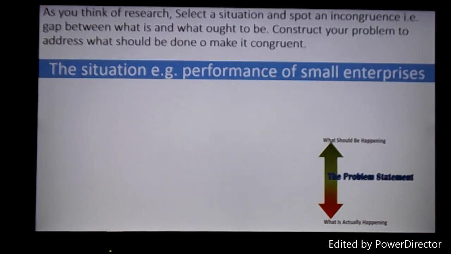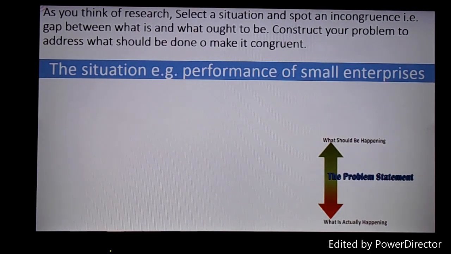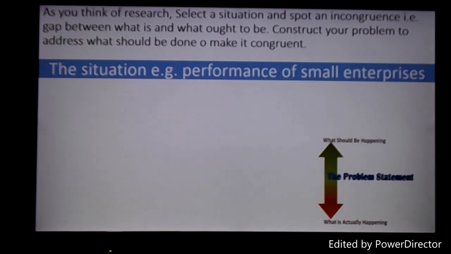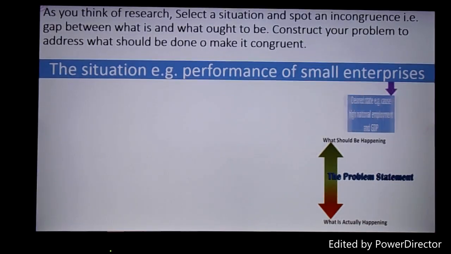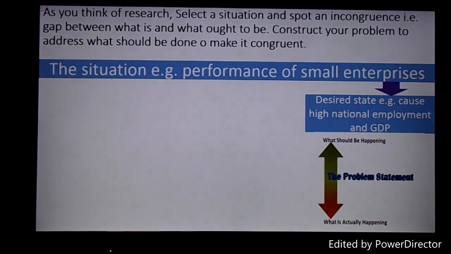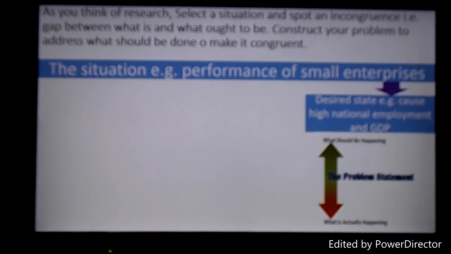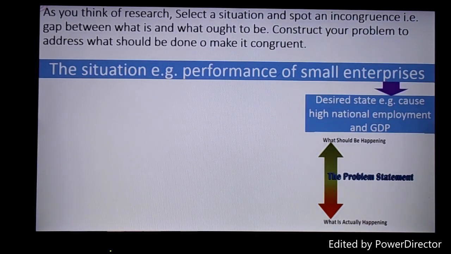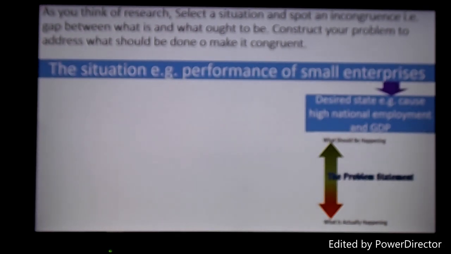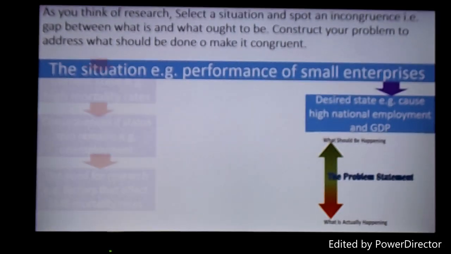So let's take a situation. For example, performance of small enterprises. That's the situation. What should be happening? What is the desired state? It may be we want small enterprises to cause high national employment and GDP. That is what we desire. That is what should be happening.